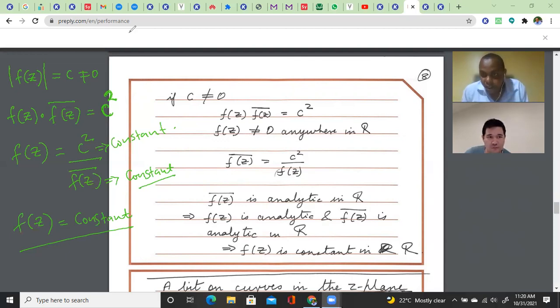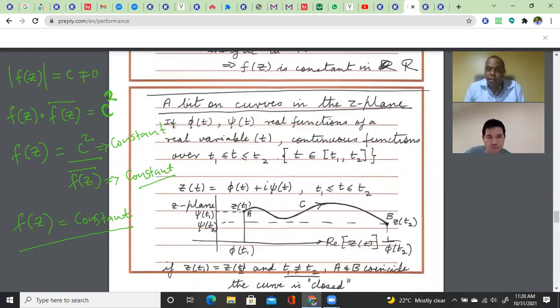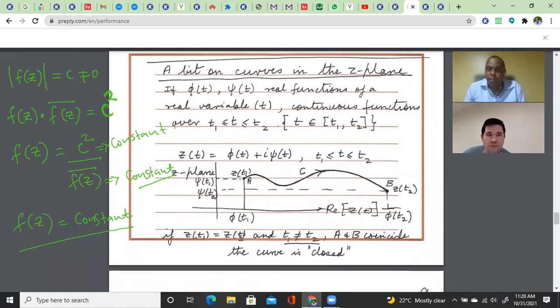So that's the number 3 results on analytic functions. A bit on curves in the z-plane. If you have those two real functions of a real variable t, continuous functions inside that interval, then the complex function z(t) equals the first function plus i multiplied by the second function.